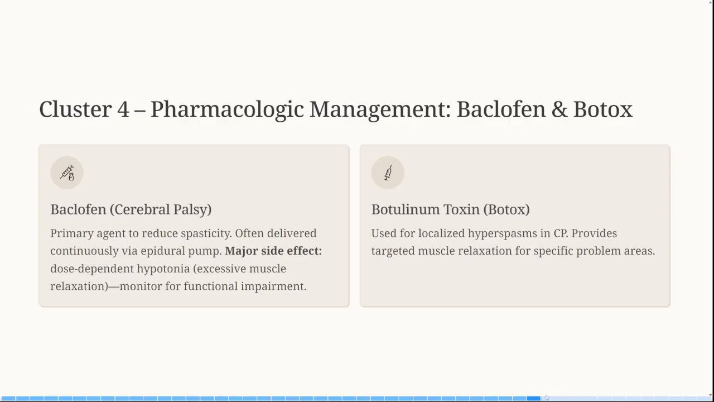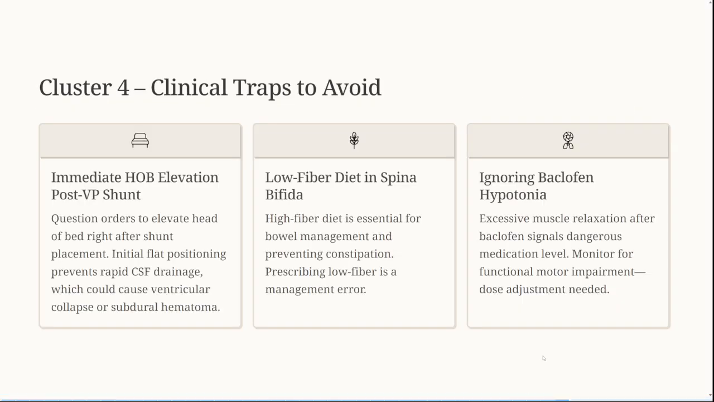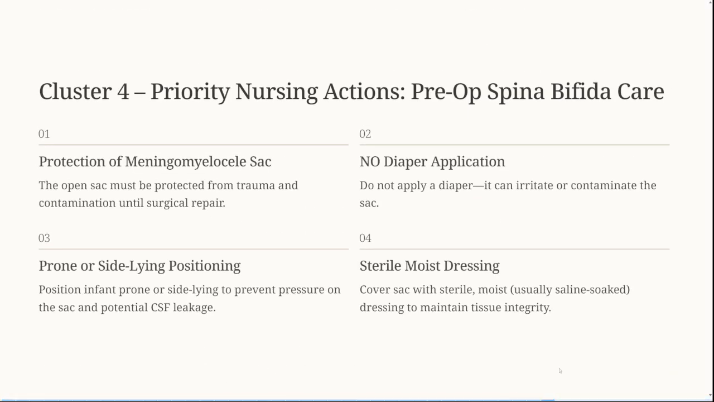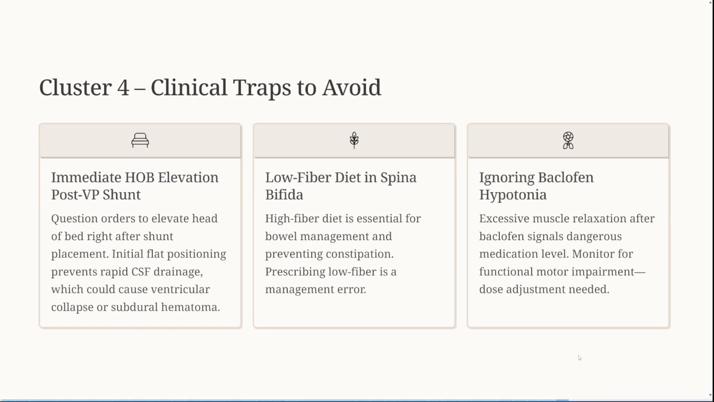Red flags include any signs of shunt failure or infection, apnea spells, which can be related to Chiari II and SB, and excessive hypotonia after baclofen administration. Priority actions are prone or side-lying positioning for the spina bifida sac, rigorous latex precautions, and monitoring head circumference. And the clinical traps include elevating the HOB immediately post-shunt or prescribing a low-fiber diet in spina bifida patients.